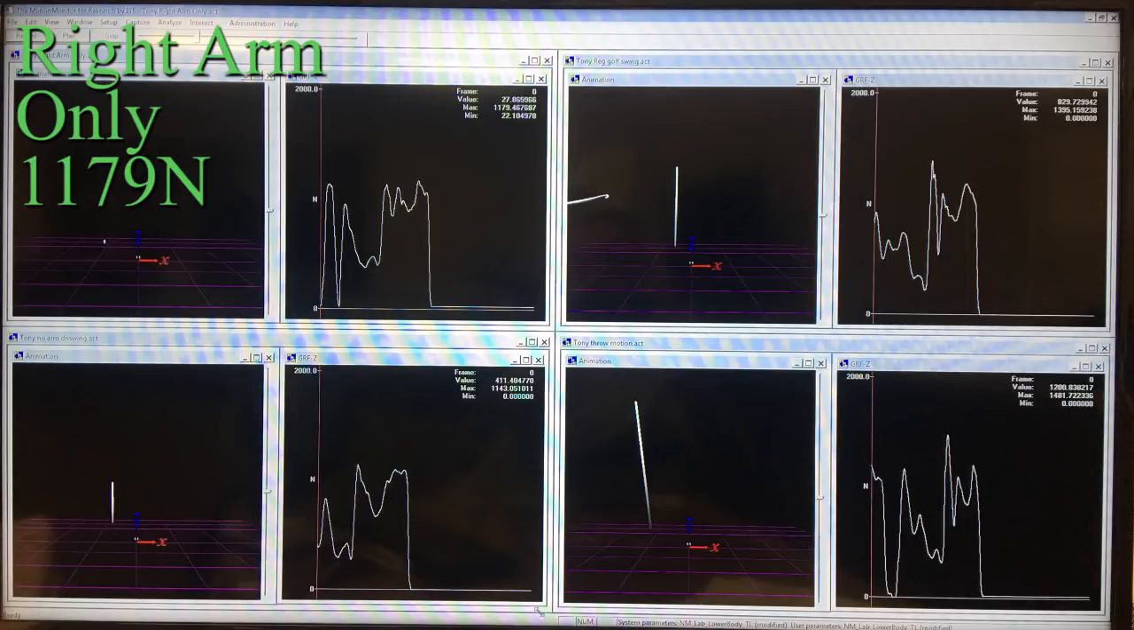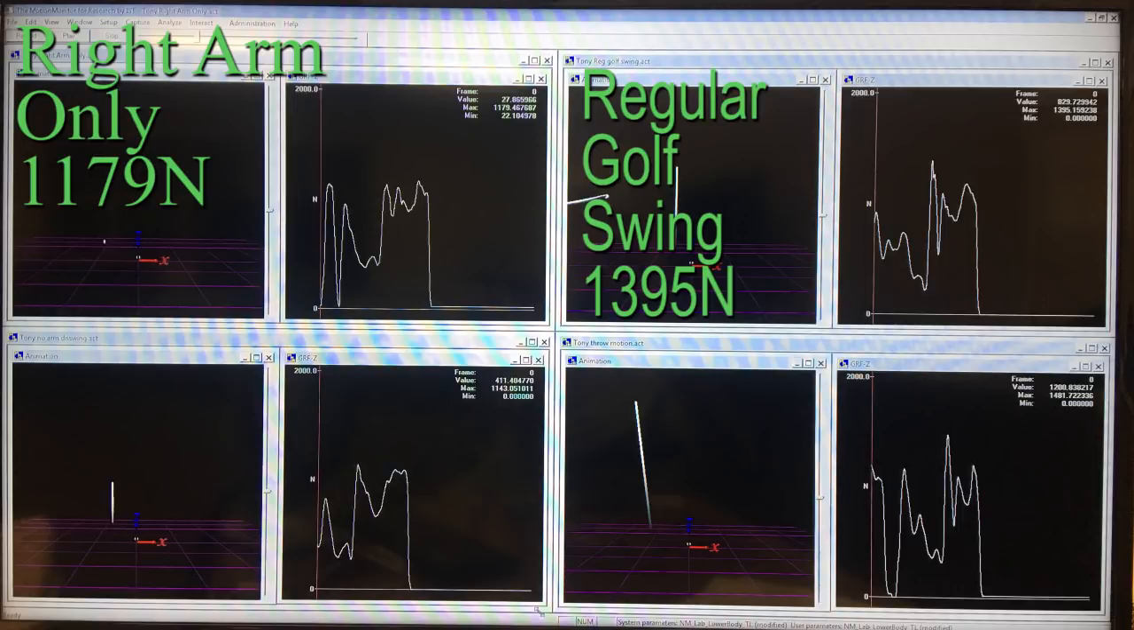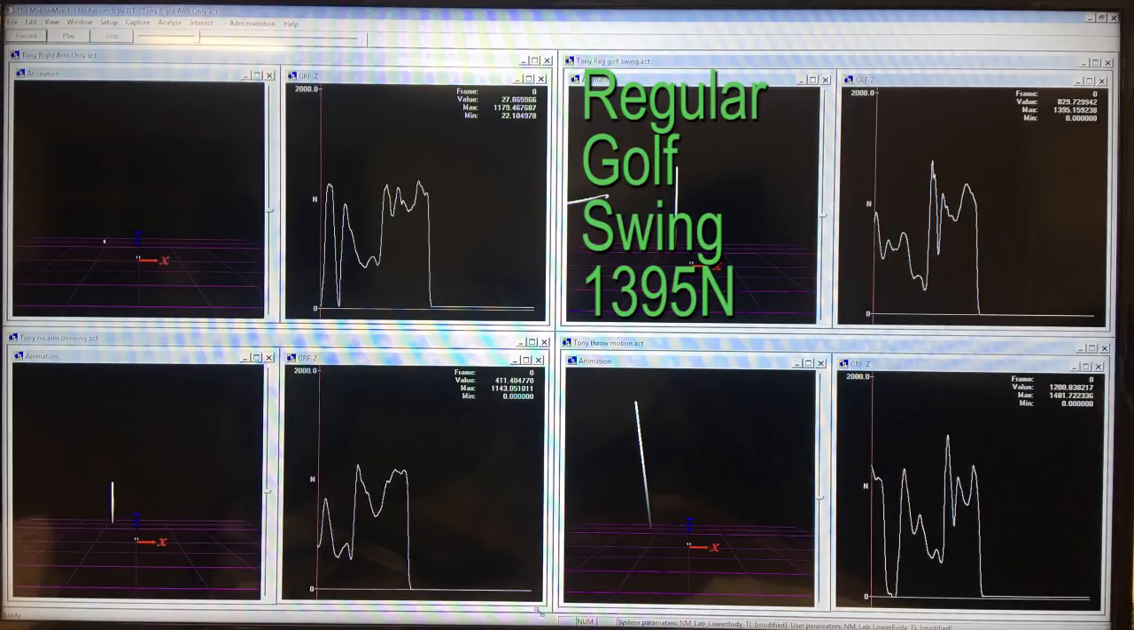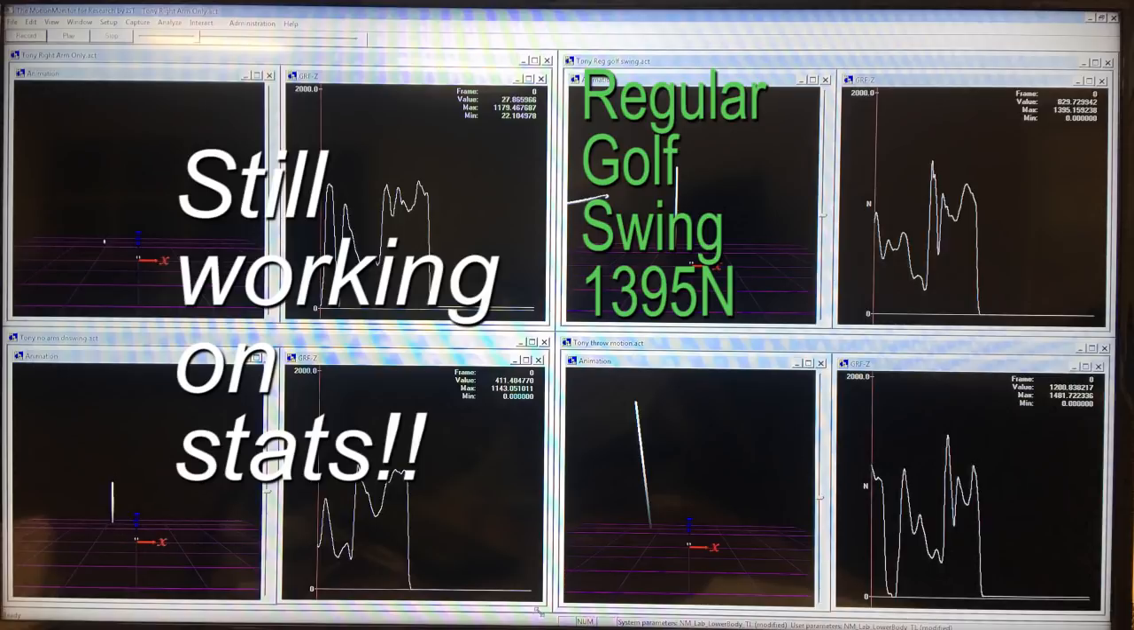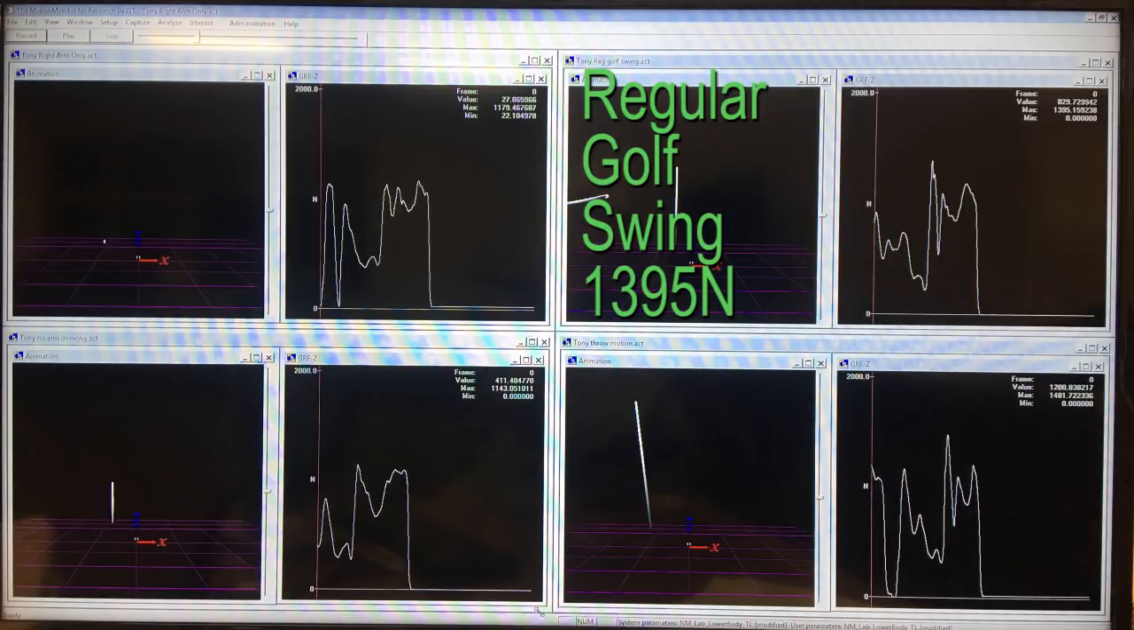So if we know 255 pounds is 1134, we can see that right arm only, based on the speed of my arm and the acceleration in the downward and forward motion, produced an extra 35 newtons. When we look at the top right, my regular golf swing, we got an additional 261 newtons. I wouldn't say I doubled my force; it'd be about 50%, because I have to take my body weight out. Let's do a quick conversion: 265 newtons is an additional 59.57 pounds. So I put in about 60 pounds there.